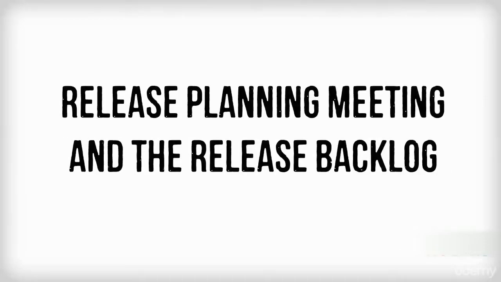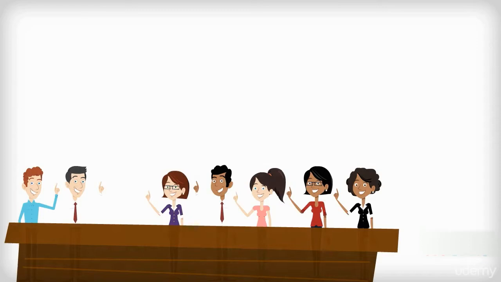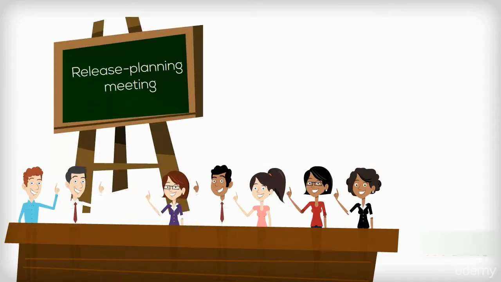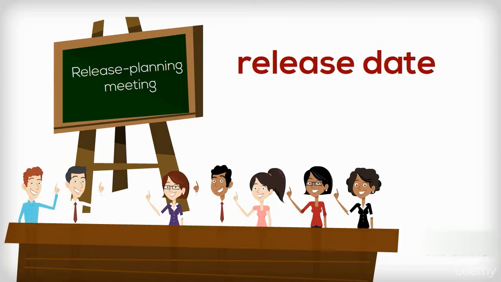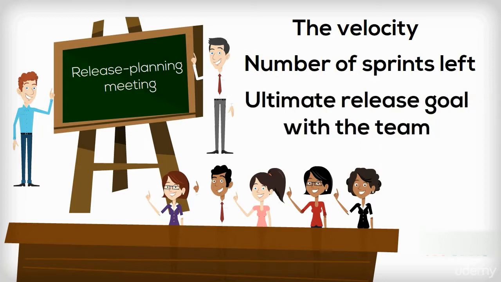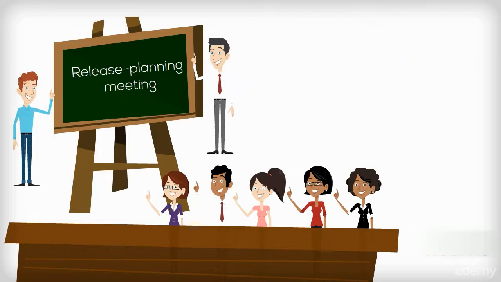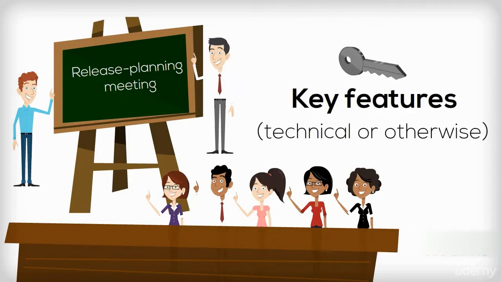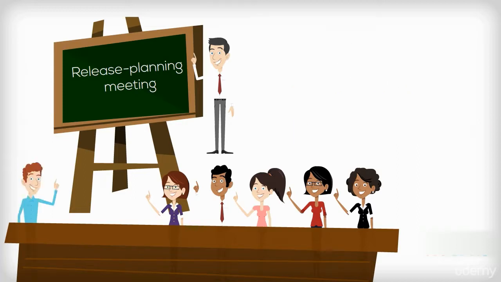Release planning meeting and release backlog. The purpose of the release planning meeting is for the whole Scrum team to agree what they feel is achievable, either by the release date or for the release scope. Usually, the Scrum Master or Product Owner will discuss the velocity, number of sprints left, and ultimate release goal with the team. This gives the team an opportunity to advise the Product Owner on any key features, technical or otherwise, left out of the plan, and understand what the aim is. The Product Owner can then communicate to the business knowing that all has been taken into account.